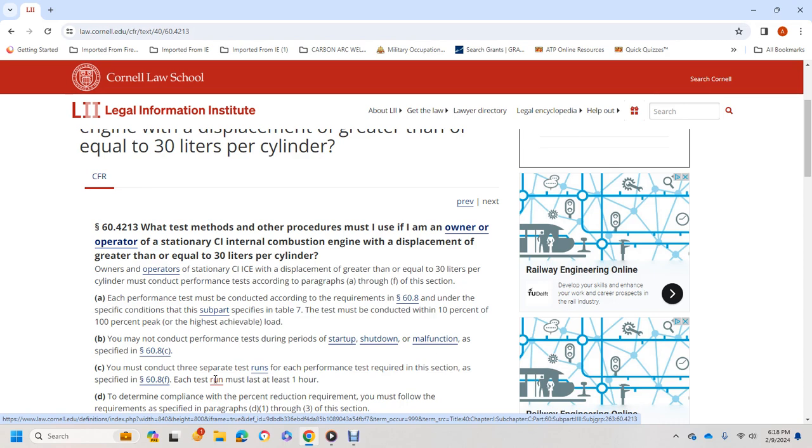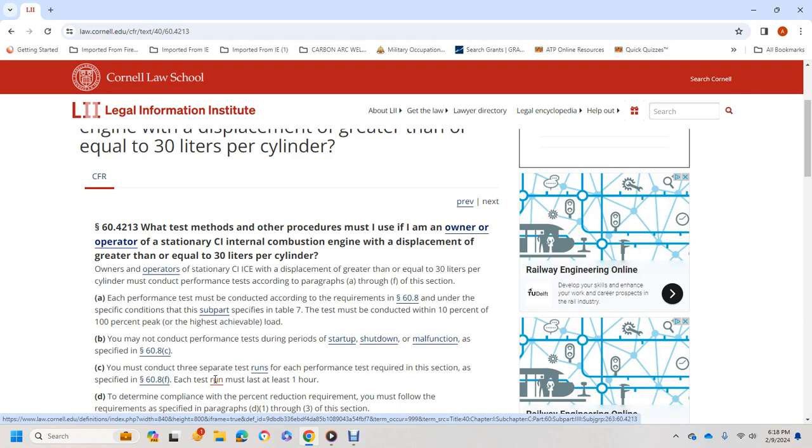A. Each performance test must be conducted according to the requirements of Part 60.8 and under the specific conditions in Table 7 of the subpart. The test must be conducted within 10% of 100% of the peak or the highest achievable load. B. You may conduct a performance test during periods of startup, shutdown, or malfunction as specified in 60.8(c).